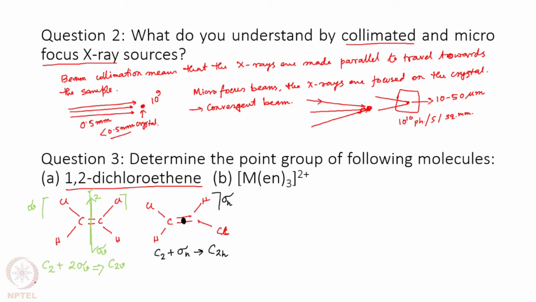The second one is a metal ethylene diamine complex. So, if we write the metal complex in its octahedral geometry, it should be written like this. So, now if we try to look at this particular molecule using two sets of planes, one containing these three atoms which I am joining with black ink and another containing another three atoms which I am joining with the blue ink.